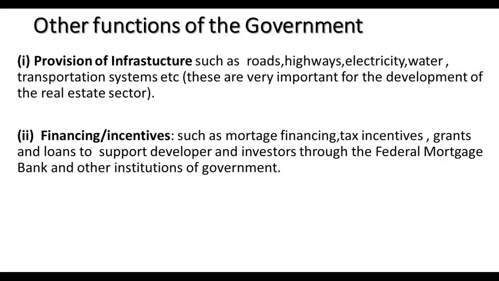Now, the next function of the government is financing the sector. How does the government do this? The government does this by providing mortgage financing, tax incentives, grants and loans to support developers and investors through some systems such as the Federal Mortgage Bank and other institutions of the government.